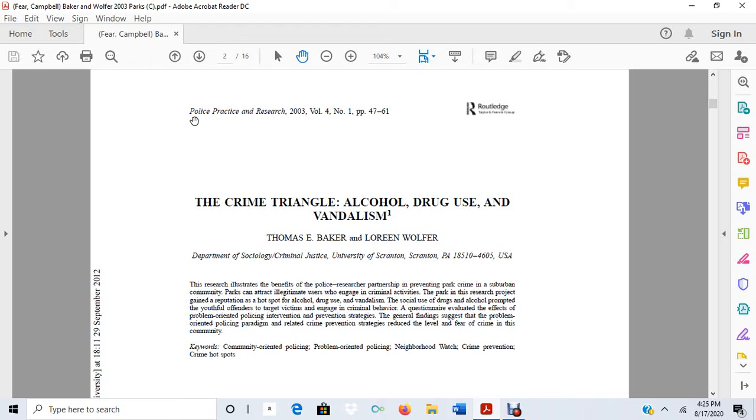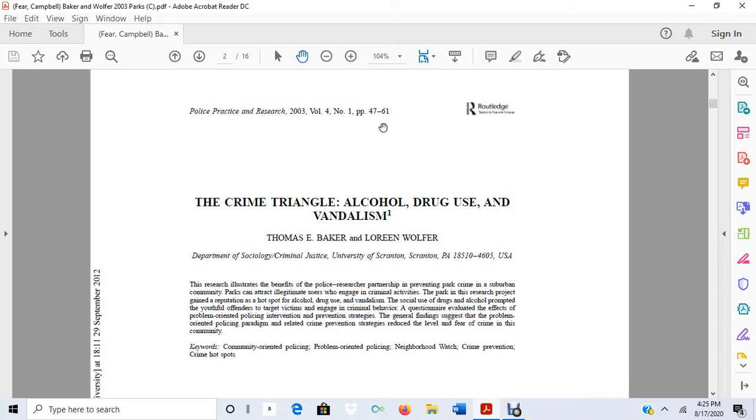And as you can see up here, this is the journal name. So this article appeared in the journal Police Practice and Research in the year 2003, and it appeared in volume number 4 and issue number 1. So most journals have a volume and an issue, so this was volume 4, issue 1, and it was on pages 47 through 61. Most journals have a printed copy as well as a digital copy. And so if we had the printed copy, it would be on pages 47 through 61.